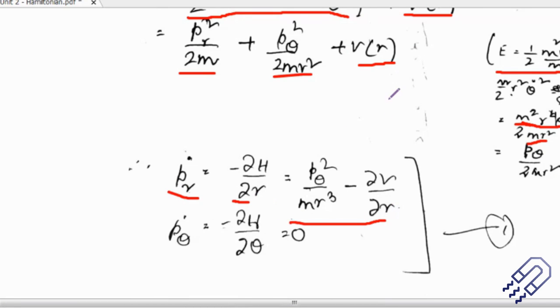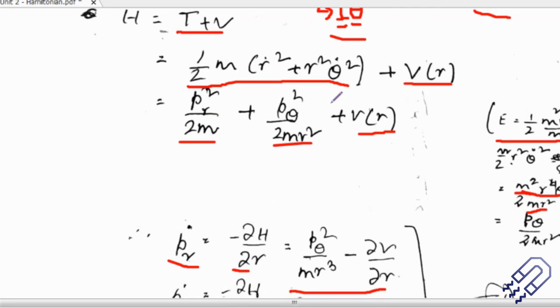Just simply do the maths here. So you know this is your h, right? So del h by del r. Here it of course depends on r. Whether you take this part or you take this part, you are going to arrive at the same result. But then for p r dot we prefer to write it in terms of momentum p theta. So we'll just simply do it here.